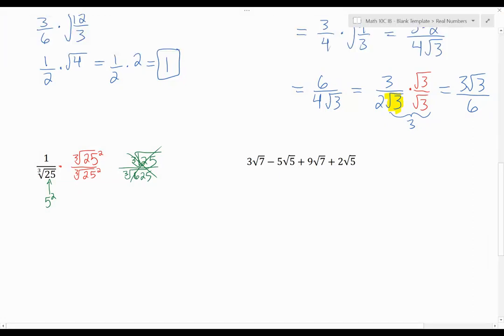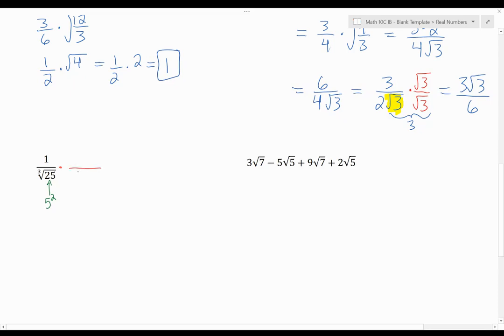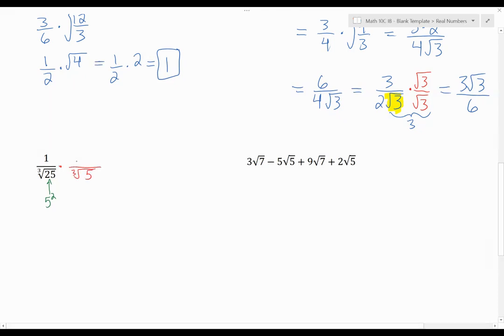So I'm going to erase all of this here. I really only need to multiply it by one more 5. So what I'm going to do is multiply by the cubed root of 5. Because when I do that, I'm dealing with smaller numbers for one thing. That won't always be possible, but here it is.